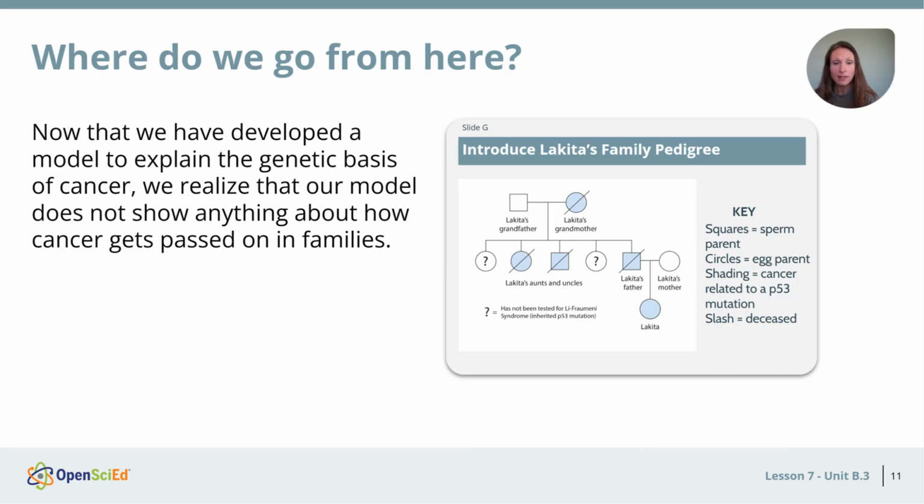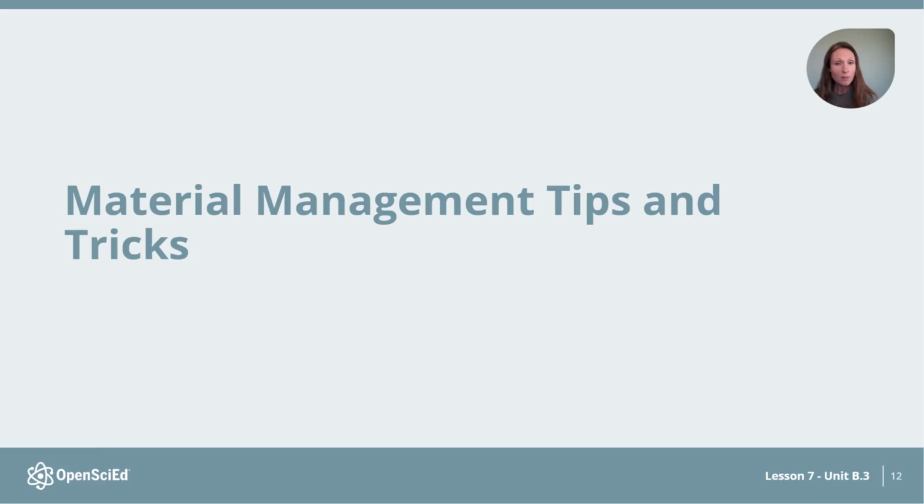So here we are at the end of Lesson 7 and the first lesson set. We developed a model to explain the genetic basis of cancer, and then we revisited our driving question board. We realized that our model does not explain how cancer gets passed on in families or how environmental factors can lead to cancer. Because of this, we decide to investigate these causes of cancer in the next lesson set, starting with inheritance. Now that you have a better understanding of Lesson 7, I want to leave you with just a few tips and tricks.